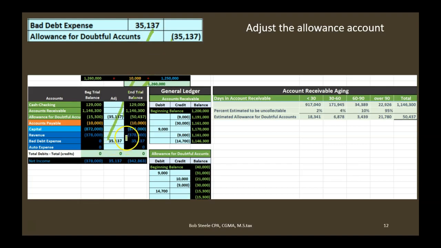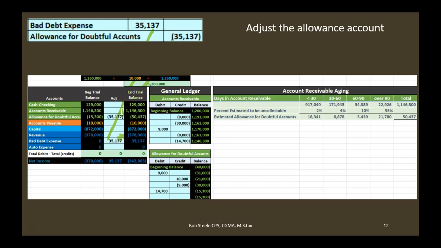and that's going to bring it up to 35. And then if we look at what the effect is on net income, we're going to say that of this revenue here, 35 of it we believe is going to be uncollectible, meaning we're never going to get paid on that. We make that estimate kind of like an adjusting entry as of the end of the time period, so that as of the date when we create the financial statements, we're showing a net income of 342,863 instead of the 378. So we're representing the fact that of these sales, we believe this amount is going to be uncollectible. On the balance sheet side, we're also saying we have receivables of 1,146,300.